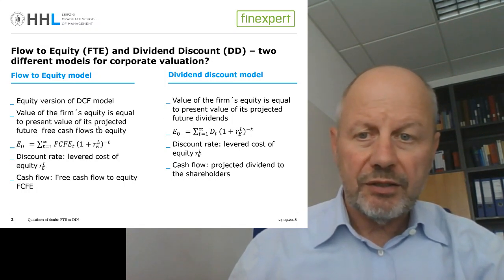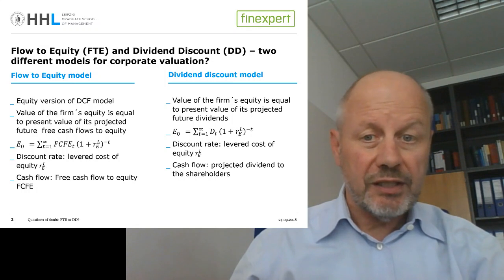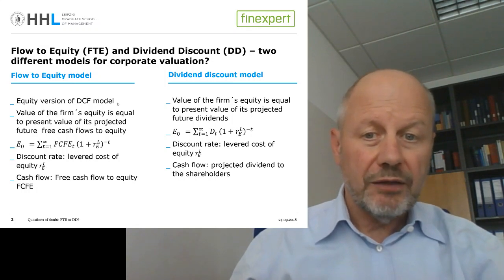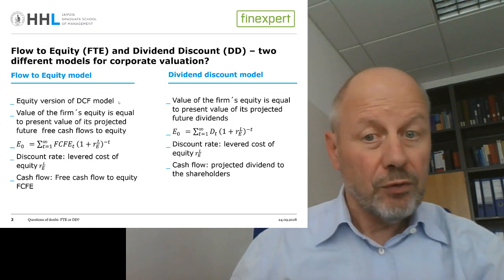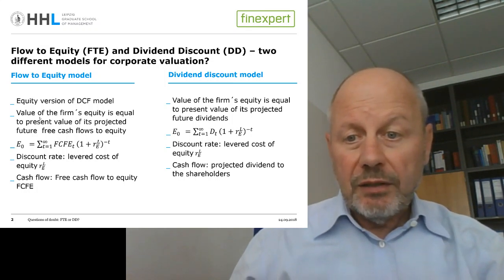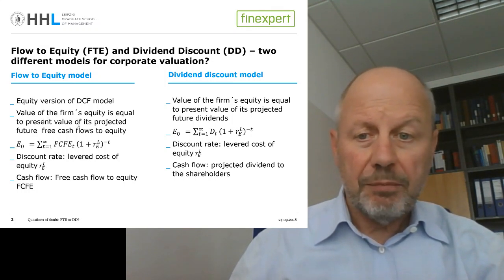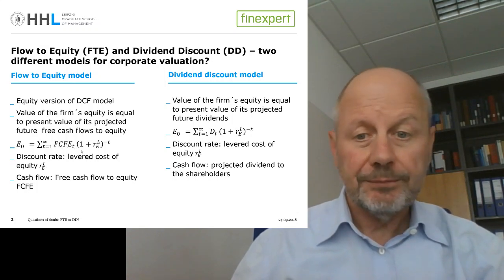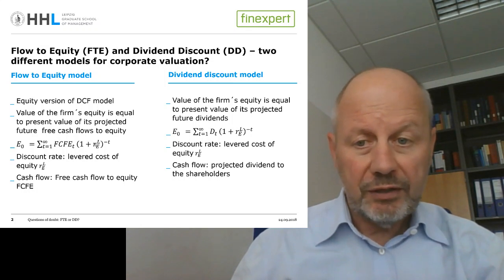On the left-hand side here, you see the flow to equity model. It is the equity version of the DCF, discounted cash flow model. The entity version is well known as the WACC approach of DCF. So the idea is that you directly calculate the value of the firm's equity by discounting the future free cash flows to equity. And the discount rate here is the cost of equity of the firm.